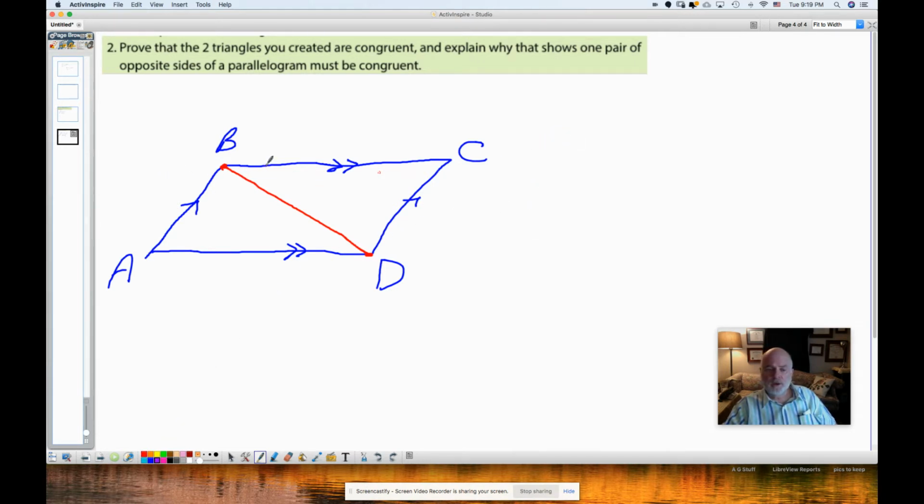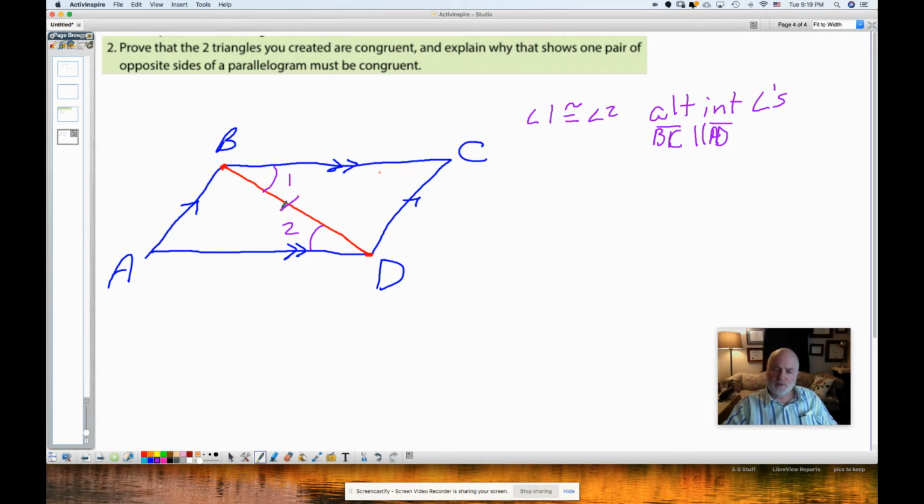We know that angle CBD, which we'll call angle 1, is congruent to angle ADB, which we'll call angle 2. Angle 1 is congruent to angle 2. Why? Because they're alternate interior angles formed by a transversal crossing parallel lines BC and AD. Since it crosses parallel lines, the alternate interior angles are congruent.